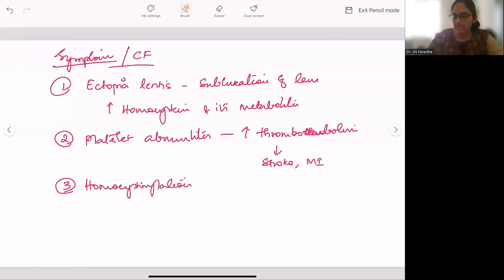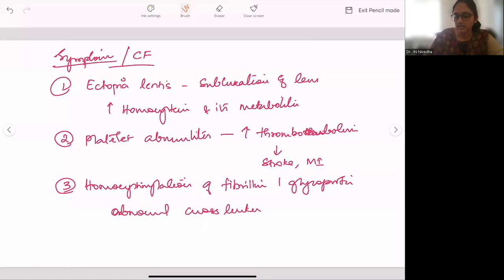Then next, there is homocysteinylation of many glycoproteins, especially fibrillin-1. Okay, fibrillin-1 glycoprotein. The effect of which is abnormal cross-linking of your collagen. So abnormal collagen in bone or cartilage can lead on to symptoms like osteoporosis.